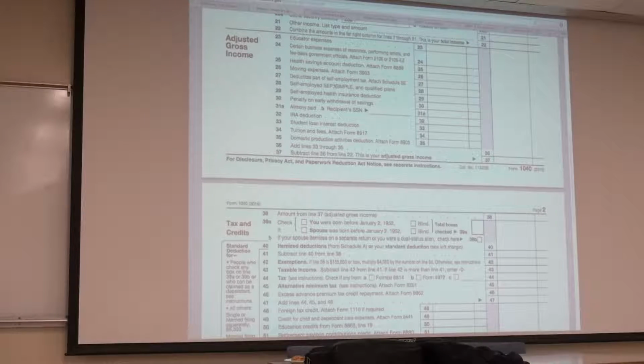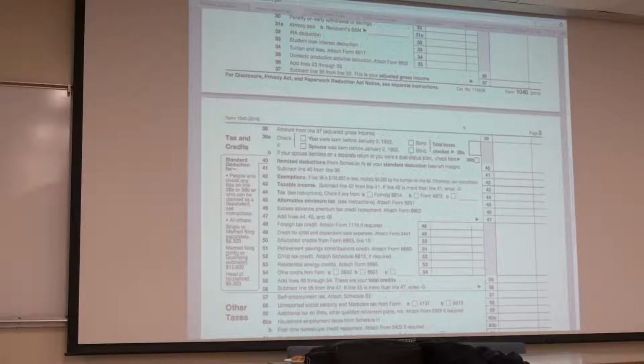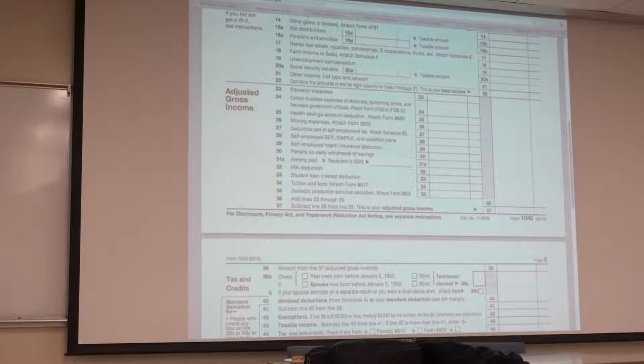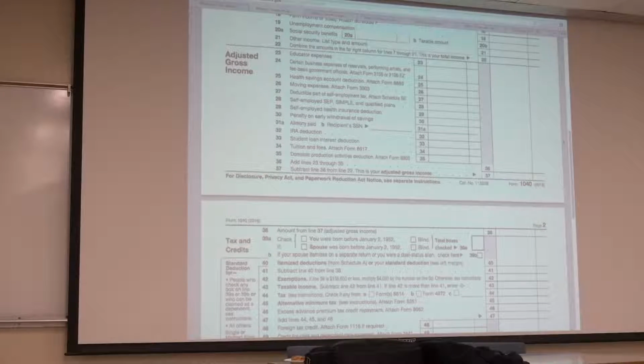Let's see. Some living expenses, I don't think I've seen a lot. Withdrawal, alimony paid, that would be the mirror of the alimony received. If you have someone who paid alimony to someone else, they are able to take that as a deduction from their income. So that would be subtracted out.